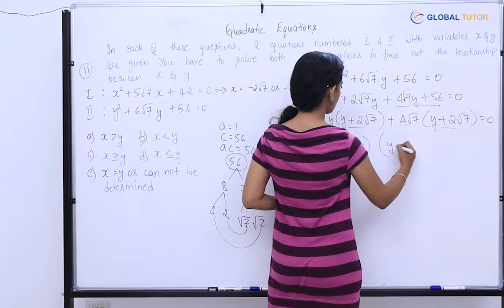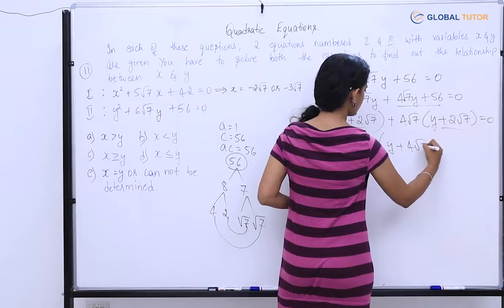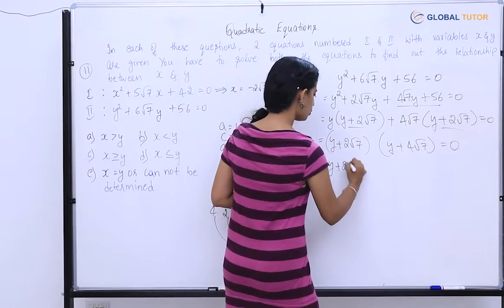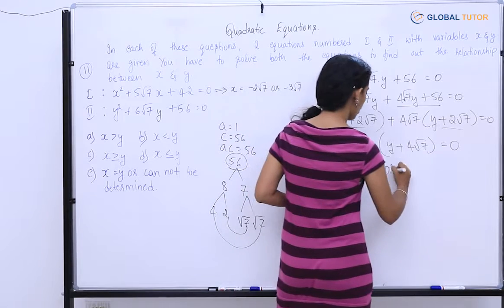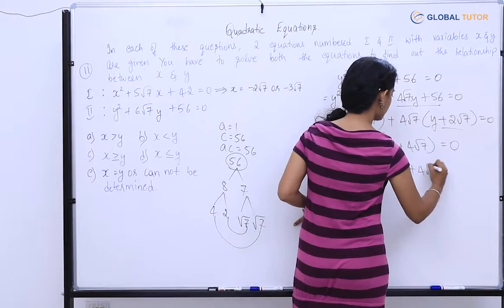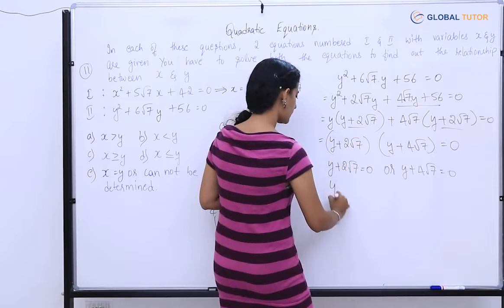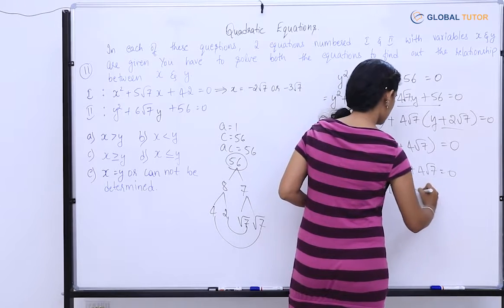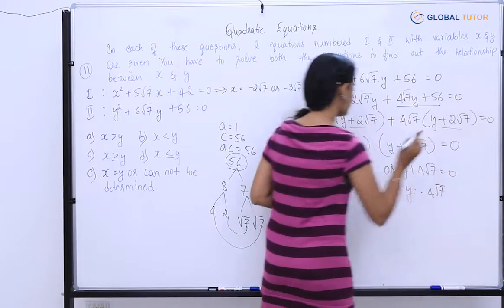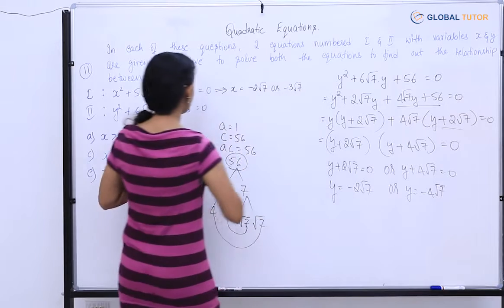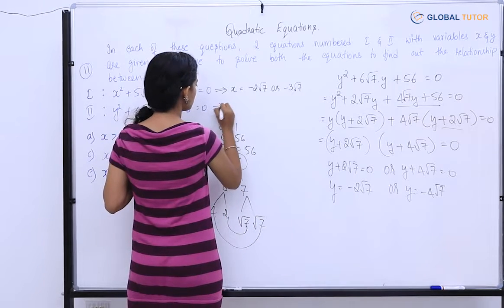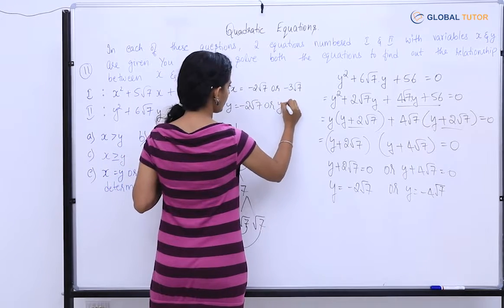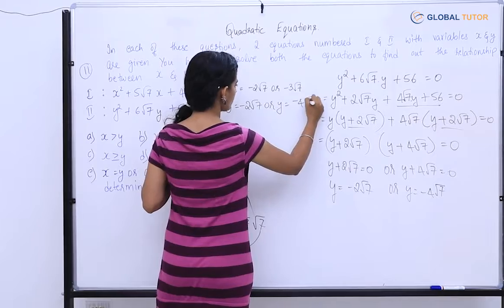Now y plus 2 root 7 can be taken common here. So I will be left with y plus 4 root 7, which is equal to 0, which means y plus 2 root 7 is equal to 0, or y plus 4 root 7 is equal to 0. So here y is equal to minus 2 root 7, or y is equal to minus 4 root 7. So we got the values. Let me write it here: y is equal to minus 2 root 7, or y is equal to minus 4 root 7.